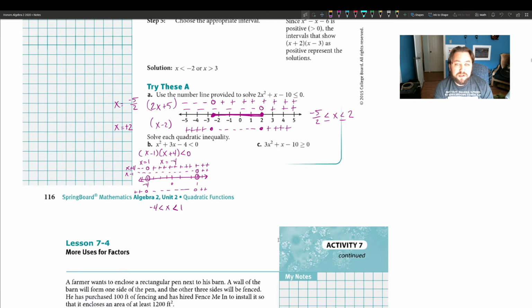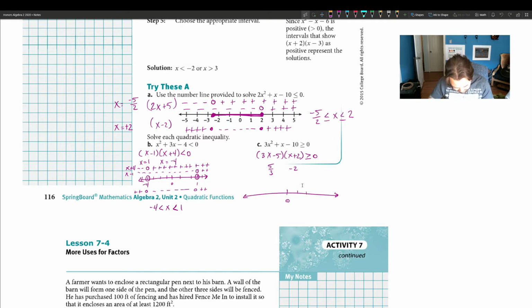Let's see how number C works. I bet it's going to be different because it's got a greater than. So if I take C, 3x squared plus x minus 10, and I factor that, I get 3x minus 5 and x plus 2. So our zeros here are going to be 5/3 and negative 2. So if I make my number line, I go 1, 2, 3, 4. We go negative 1, negative 2, negative 3, negative 4. Let's see.